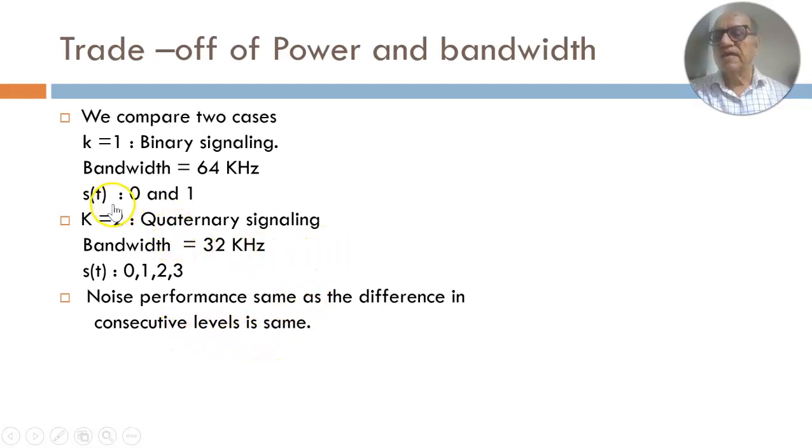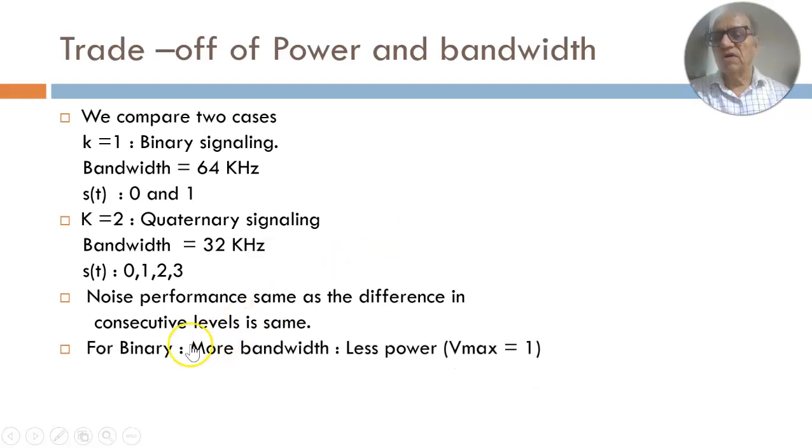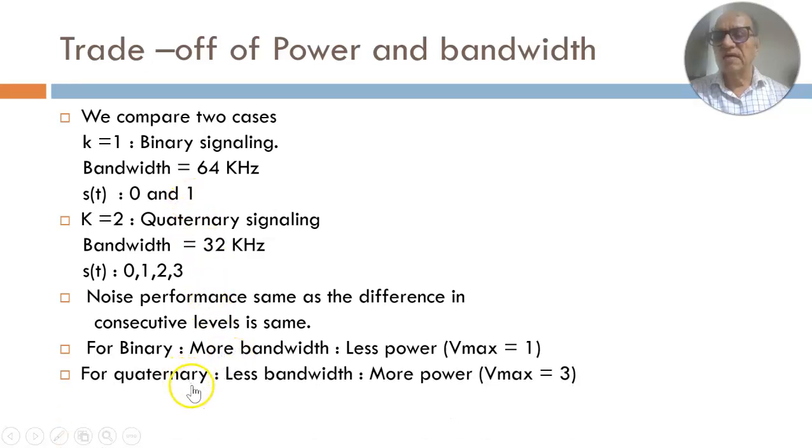However, in this case the maximum value of the voltage for S(t) is 1 volt. Whereas in the case of quaternary signaling, the maximum voltage is 3 volts. So what it means is, for binary you are using more bandwidth, 64 kilohertz compared to 32 kilohertz, but less power, Vmax is equal to 1. Whereas for M-ary signaling, for quaternary signaling, M equal to 4, less bandwidth, so that is 32 kilohertz, but more power because Vmax is equal to 3.